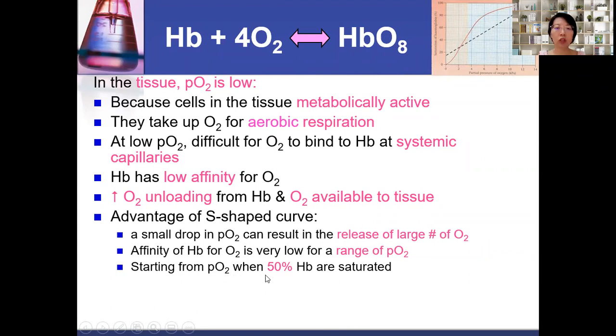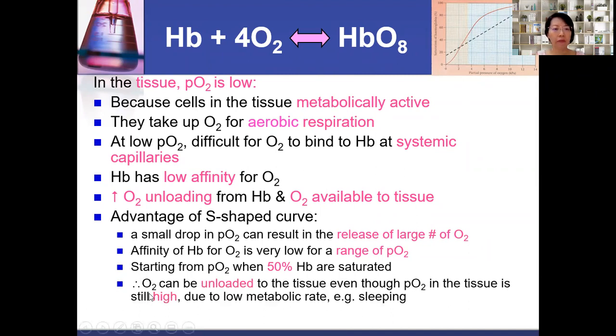Starting from partial pressure of oxygen when 50% of hemoglobin is saturated, so this point here, probably about 3.6, maybe 3.6. So therefore, oxygen can be unloaded to the tissue even though the partial pressure oxygen in the tissue is slightly high due to low metabolic rate. That means when you are fully resting, sleeping, metabolic rate is slow, usage of oxygen is slow. That means the partial pressure in the tissue is slightly higher here, but your hemoglobin can still unload oxygen.